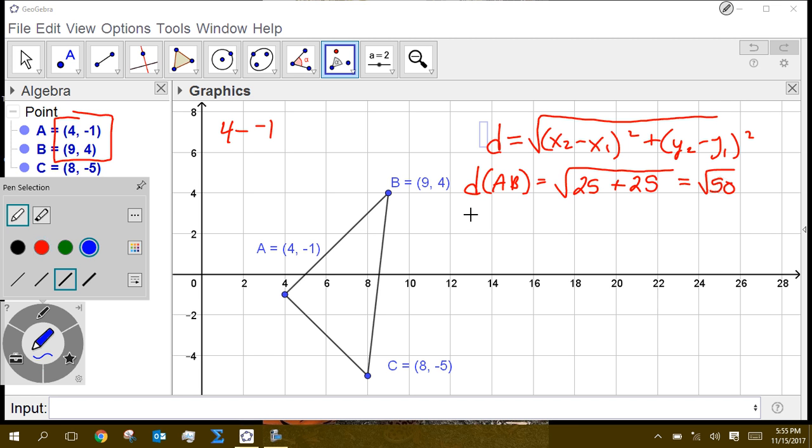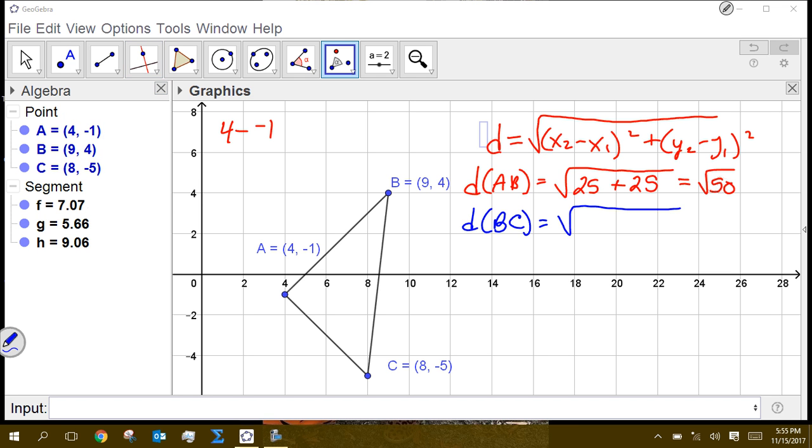We're also going to want to know the distance from B to C. Now we're looking at these two ordered pairs. Again, I'm going to subtract the x's, so 9 minus 8, in this case, gets you 1, and squared you get 1. I'm going to add to that, subtract my y's, so 4 minus negative 5 is 9, and squared you get 81. So that gives me a total of root 82.